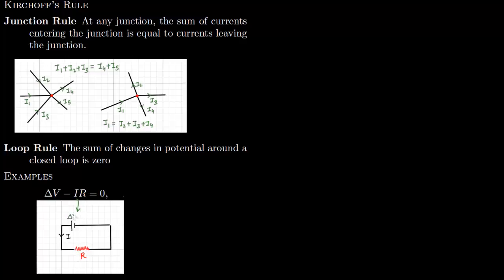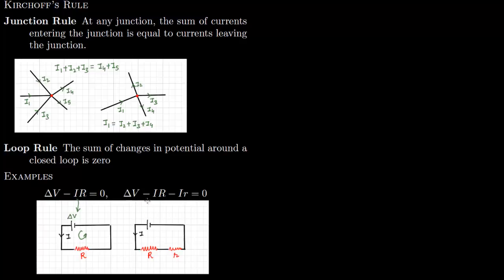So delta V is the potential of the battery, and you first fix a direction. So the direction is going from the positive side of the battery outwards. This is the standard direction we fix. So you have delta V minus IR is equal to 0. Then you put another resistance in line, and the battery potential remains the same. So now the loop rule says delta V minus IR, then minus I times small r is equal to 0.